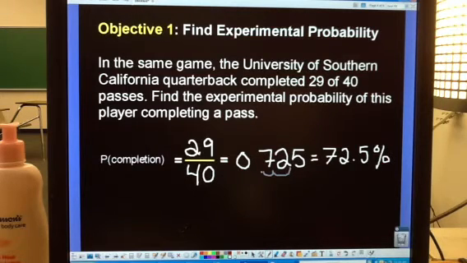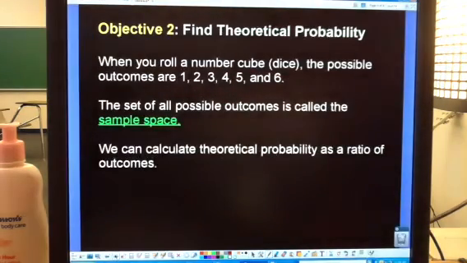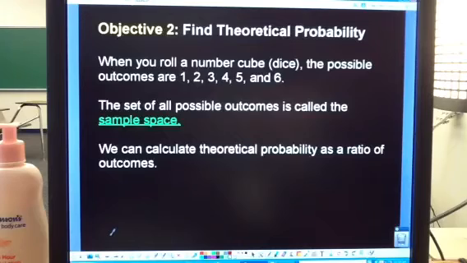Okay? All right, let's go ahead and move on to theoretical probability. If you need to, stop the video and go back, that's fine. Take a minute. So, theoretical probability.